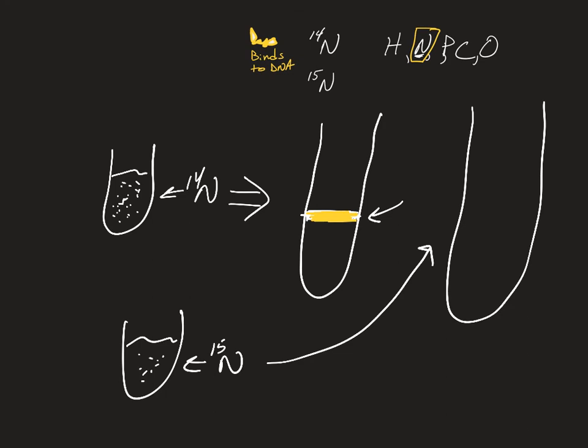Why down? It's heavy. Right. So that's right. It's good. So it's going to be further down because it's heavier, right? So nitrogen 15 was down.